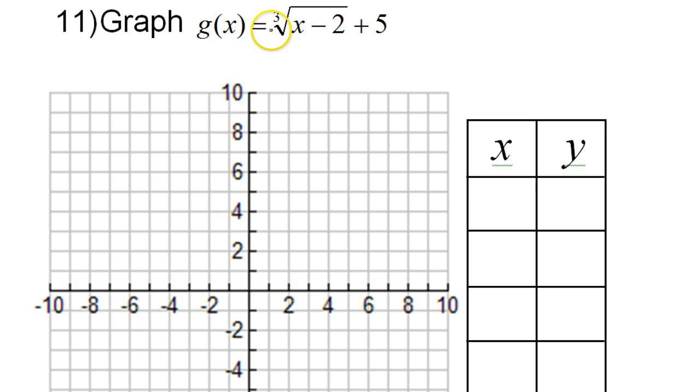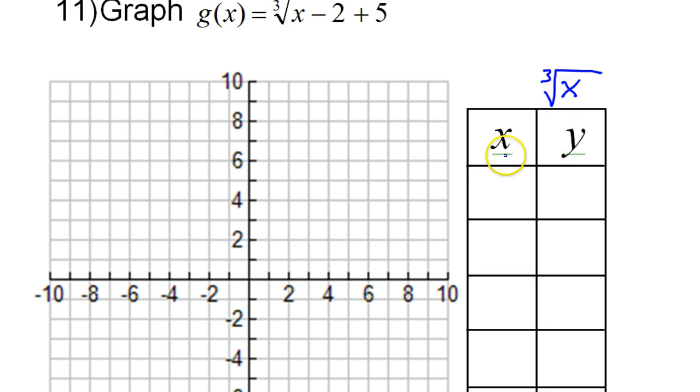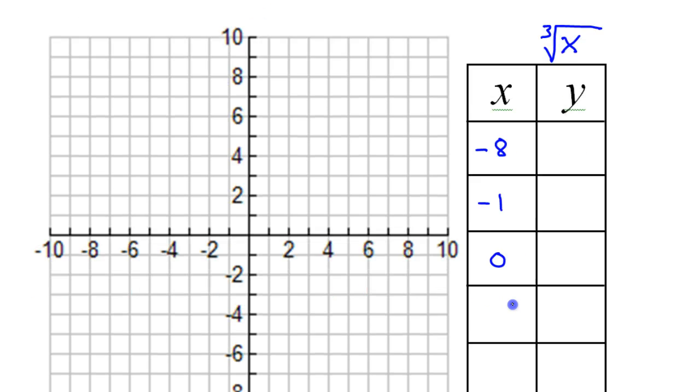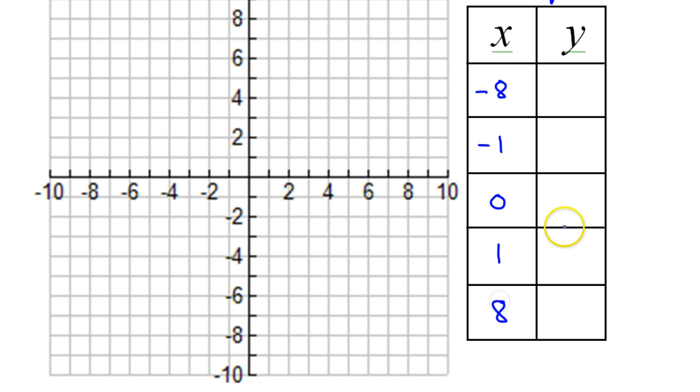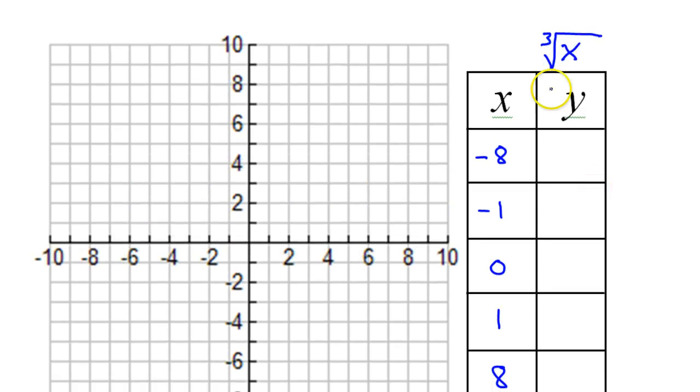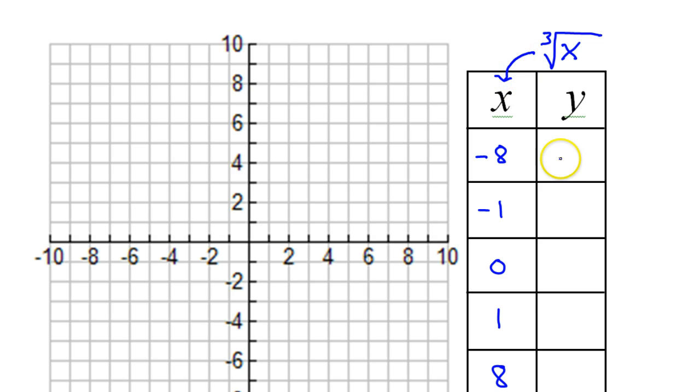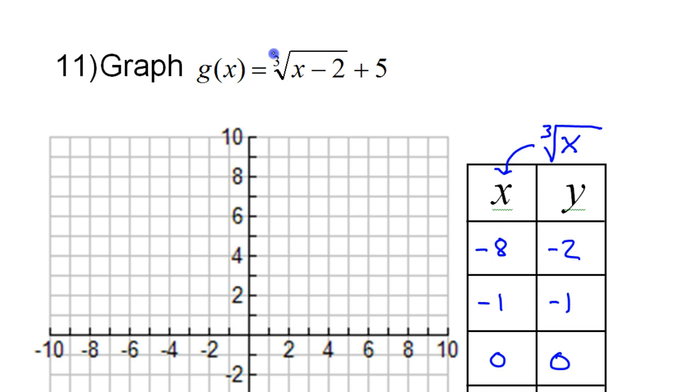Alright, for number 11, we are back to cube root again. So we will go back to thinking about the parent function cube root of x. So the values that are easy to take a cube root of are -8, -1, 0, 1, and 8. So for the y column, we will go ahead and take the cube root of these x's. So that will be -2, -1, 0, 1, and 2. Do we need a third column? No, there is no a value, so we don't need a third column this time.